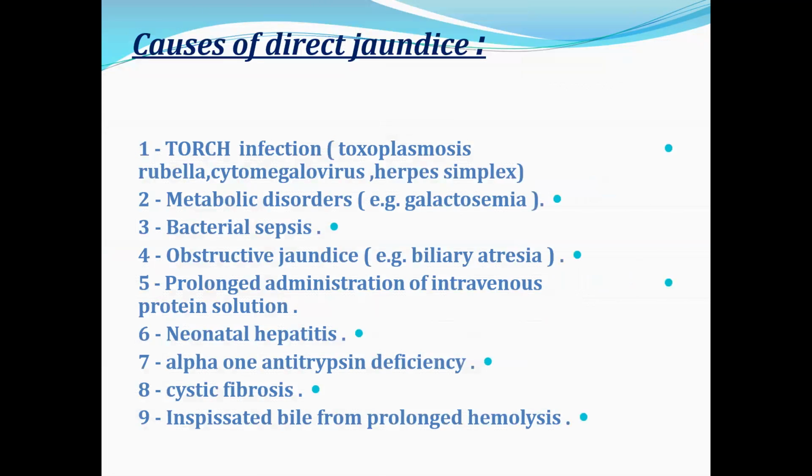Causes: TORCH infections, toxoplasmosis, rubella, cytomegalovirus, herpes simplex; metabolic, like galactosemia; bacterial sepsis. Of course, bacterial sepsis can give a mixed type of jaundice. Obstructive jaundice, biliary atresia, prolonged administration of intravenous protein solution, neonatal hepatitis, alpha-1 antitrypsin deficiency, cystic fibrosis, inspissated bile from prolonged hemolysis.